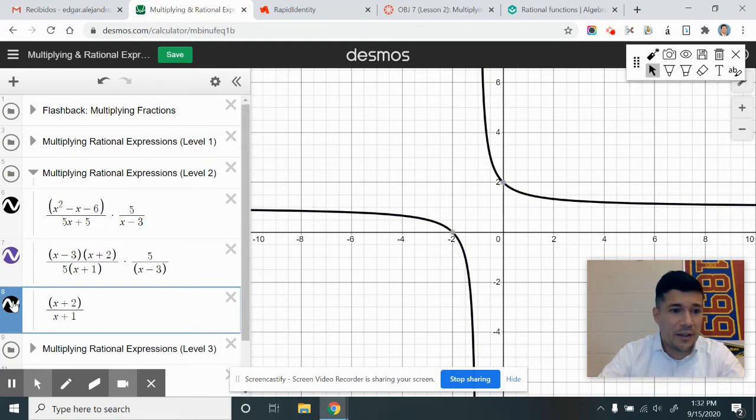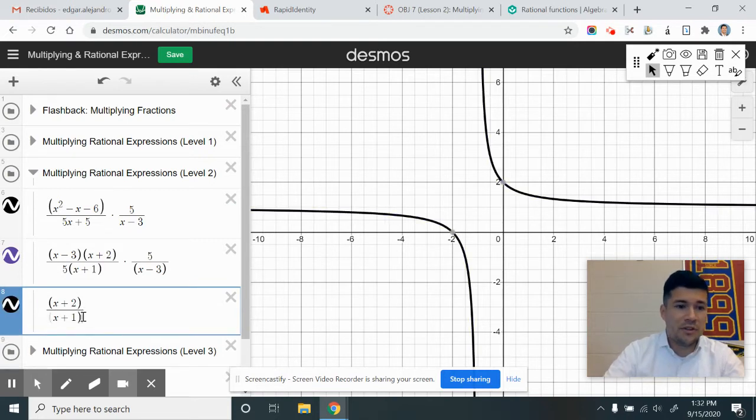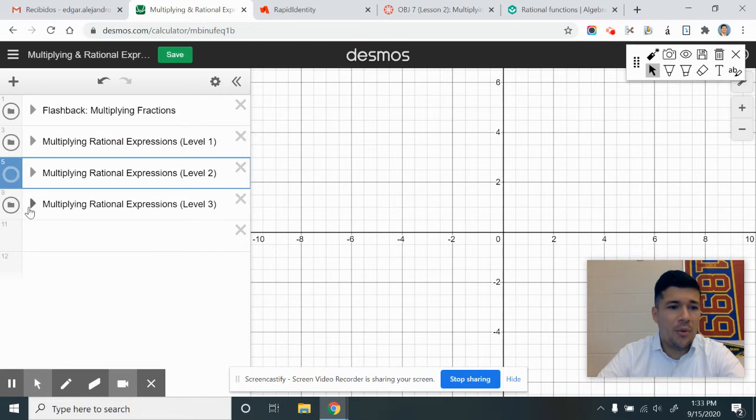Equivalent graph? I think so. So that is my response. The last thing you want to watch out for is you want to specify any of these discontinuities before you cancel out anything. So the discontinuity is at -1 and at +3. All right, so that is another example.